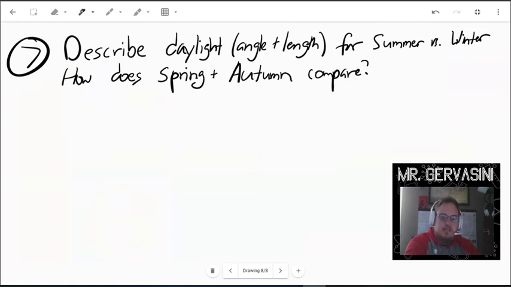Describe daylight angle and length for summer versus winter. How does spring and autumn compare?